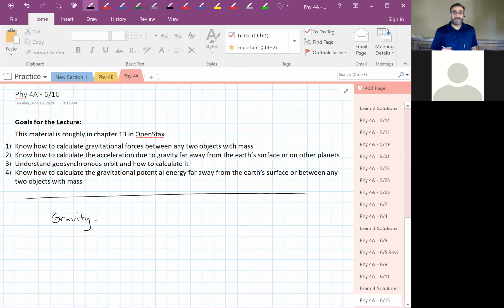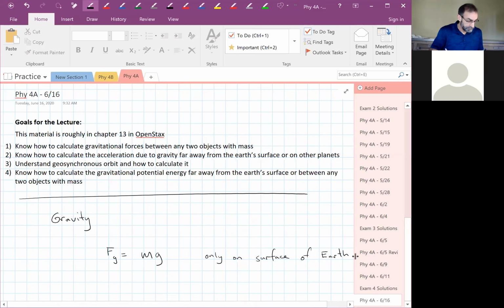Up until now, what have we been using for the force of gravity? Mass times the acceleration of gravity, right? mg. But this is only true on the surface of the Earth. We need a rule that works anywhere, right? Because gravitational forces can exist anywhere.